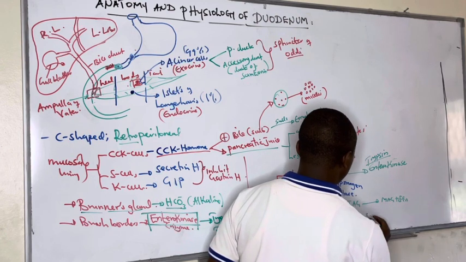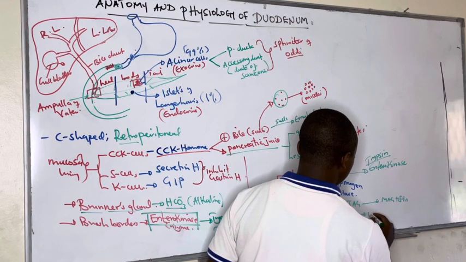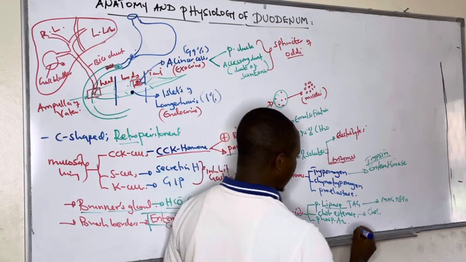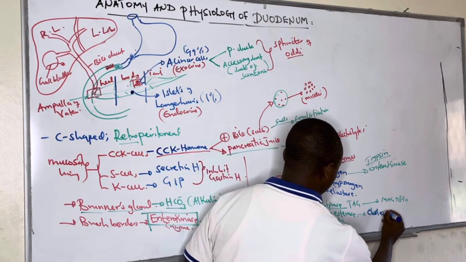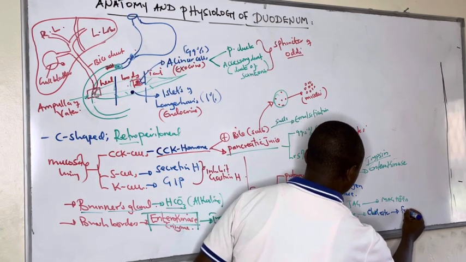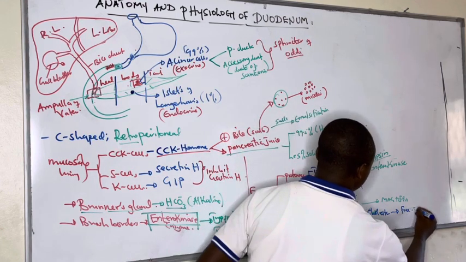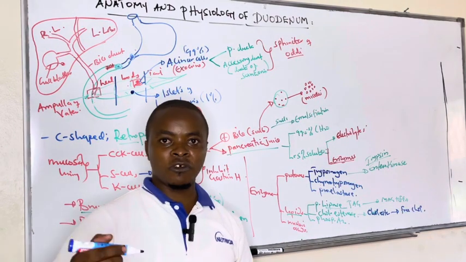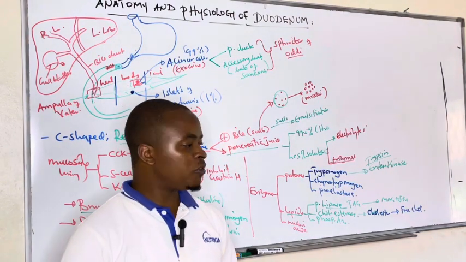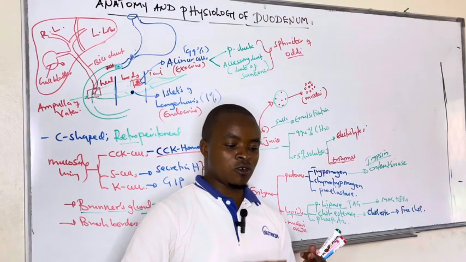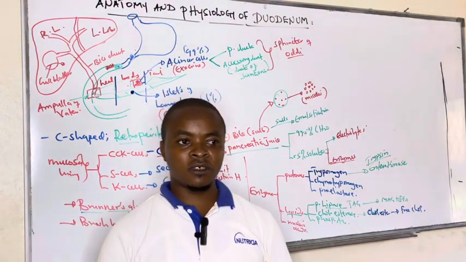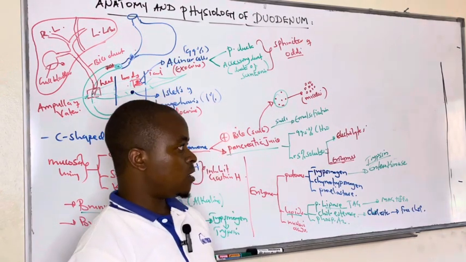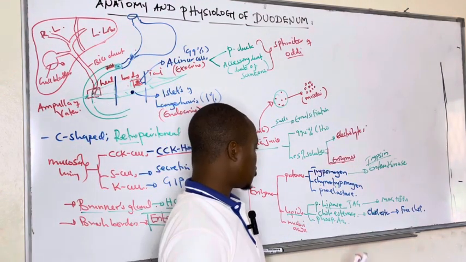acids. Then we see cholesterol esterase converting cholesterol esters to free cholesterol. This is the hydrolysis reaction, giving free cholesterol. Then we see phospholipase working on phospholipids. Because the food we eat contains triglycerides, contains cholesterol esters, contains phospholipids. And we see the pancreas, the duodenum being the major site of digestion of lipids.